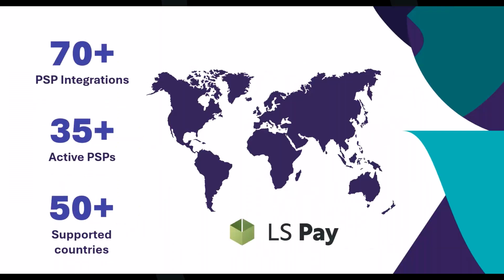Now, if we look at our footprint, then since the onset of LSPay, we have now done over 70 integrations to various PSPs around the globe. And at present, we support just over 34 or 35 active PSPs. That means that if you do the math, there are sometimes multiple integrations per PSP. For example, we've built around 5 integrations worldwide for Verifone. With Adyen, there are 2 integrations that we support, etc. And then through our PSPs, LSPay supports payments in over 50 countries worldwide.